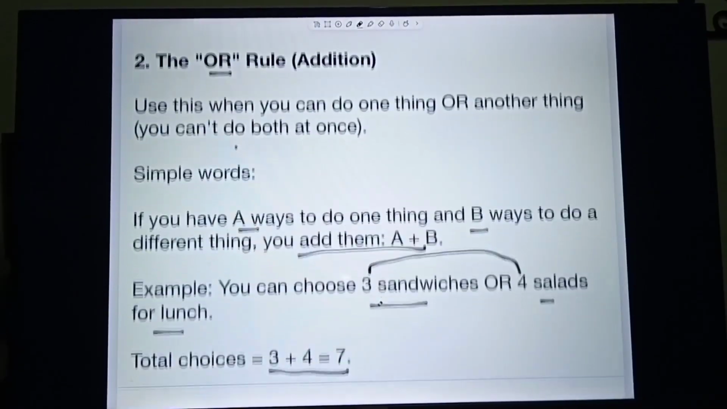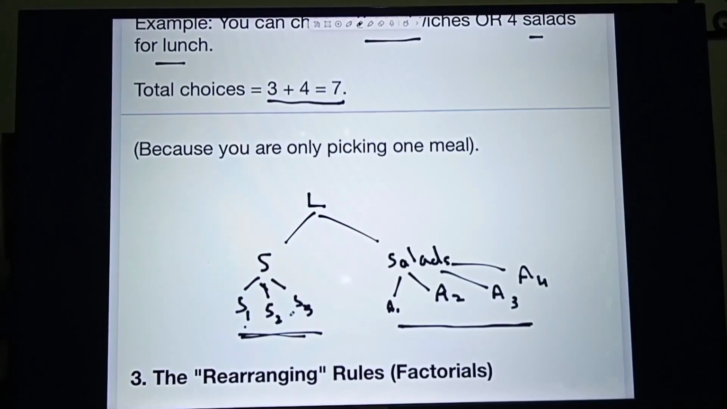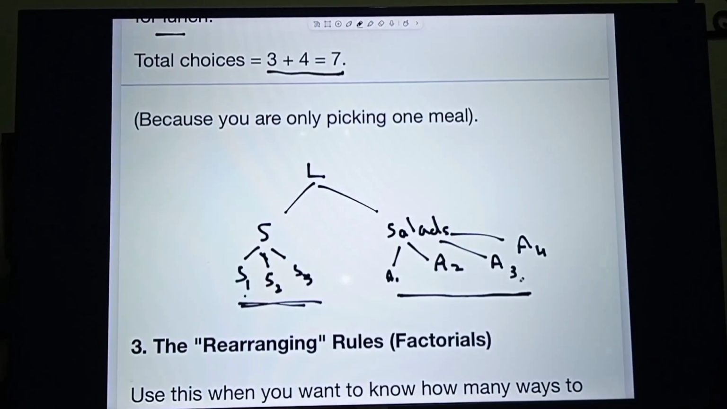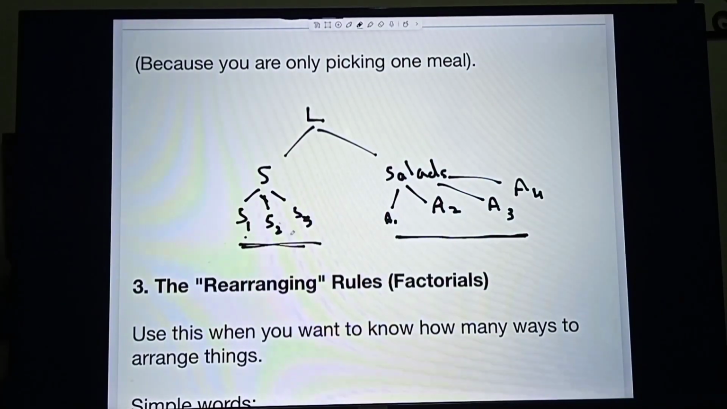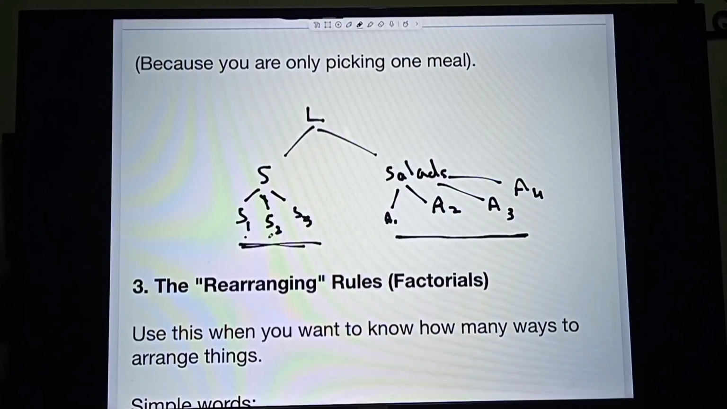But in the addition rule, you have to stop. You don't have to branch out further. Either you take the 3 sandwiches or the 4 salads. So this is the main difference. We are restricted to one branch. Out of these 7, select one.